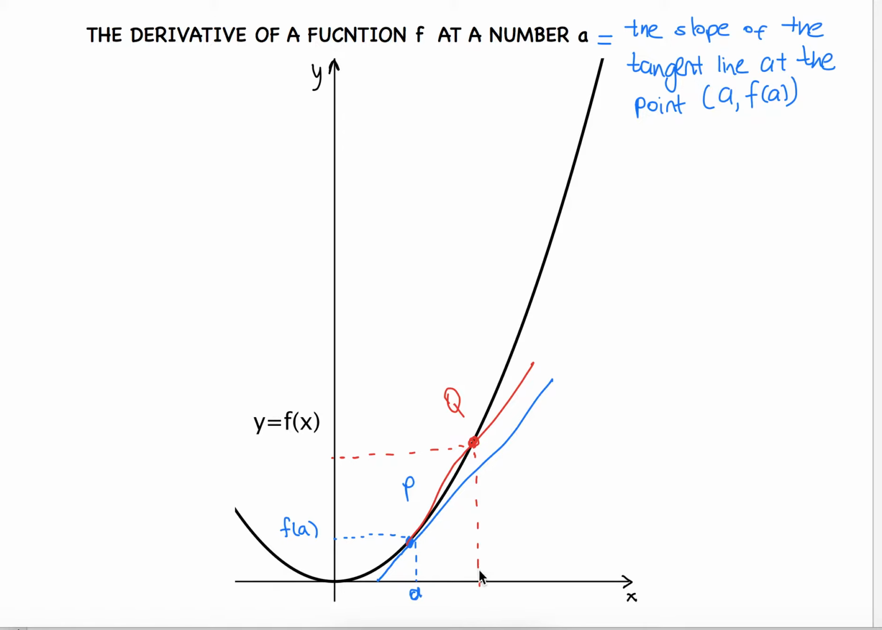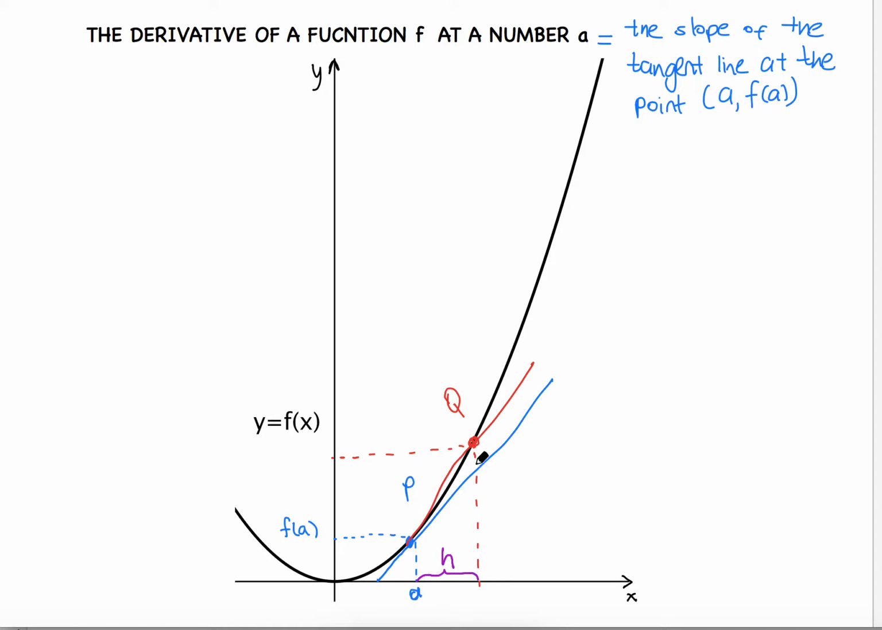Previously, we gave a name for the x coordinate of Q. We called it x. So we were really focusing on the x coordinate of Q. But now we are going to focus on the distance between the x coordinate of P and the x coordinate of Q. And we will call this distance h.